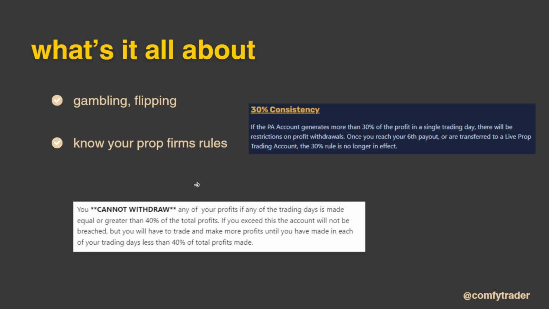All the prop trading companies out there have some form of consistency. They want to try to prohibit gambling, flipping. They want to sort out traders who are here for casino-like games and who over-leverage, oversize, and so on. I only copy-pasted from two companies. One is the Apex consistency of 30%, and the second one here is from My Funded Futures.